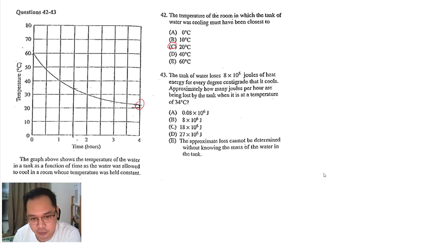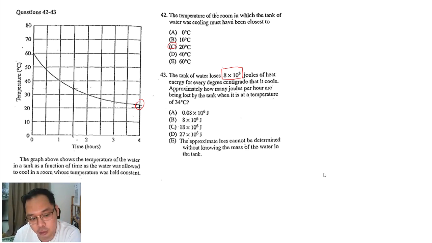The next question, 43, is a little bit more difficult. We know that 8 times 10 to the 5 joules of energy is lost by the tank per degree centigrade. So we see on this graph, for example, from 60 degrees to about 48 degrees in half an hour, it decreased more than 10 degrees.